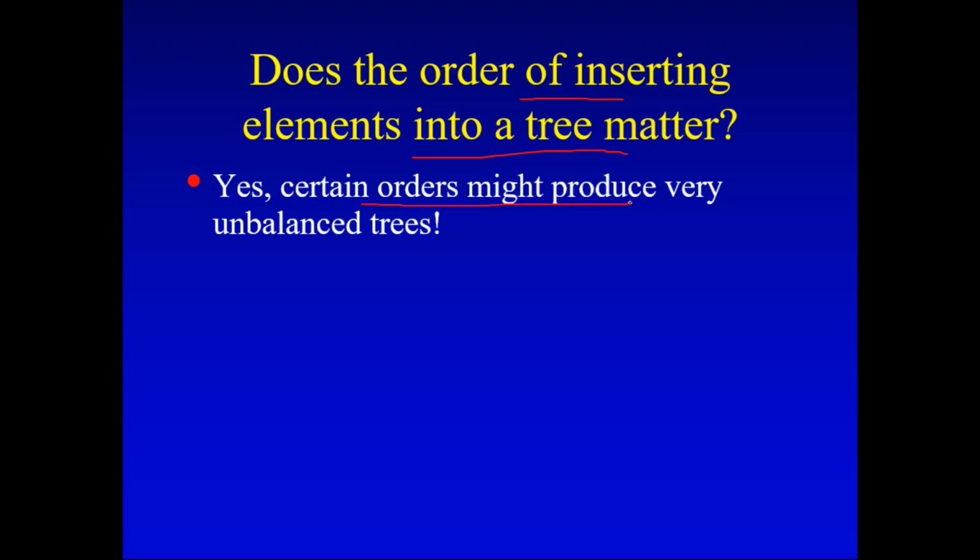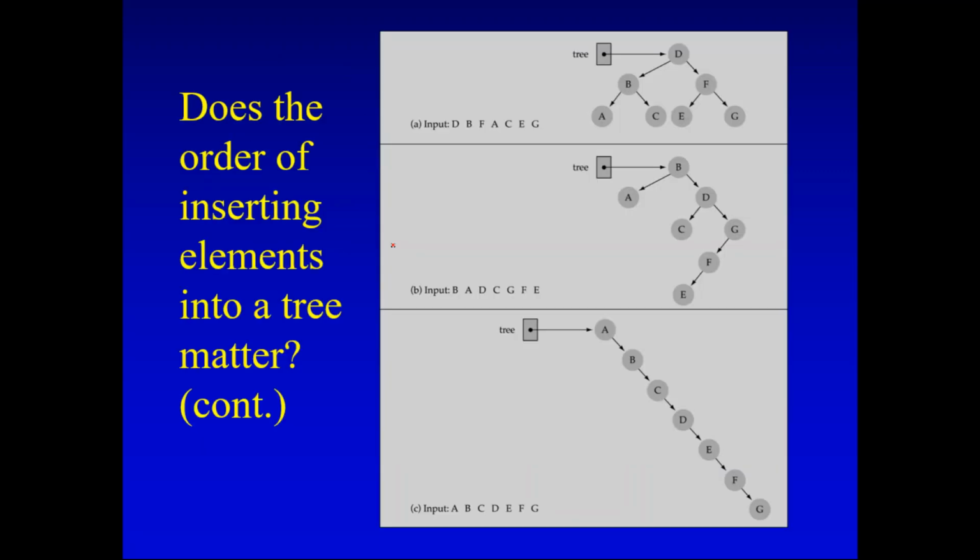Certain orders might produce unbalanced trees. What is an unbalanced tree? The actual definition we will discuss sometime later. But as of now, understand that an unbalanced tree means there is a lot of difference between the left subtree and the right subtree. So maybe the tree is skewed in one direction. Such a tree we call an unbalanced tree. We will discuss with an example. This is the order of input which you are giving for a tree.